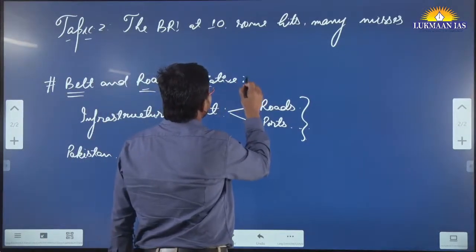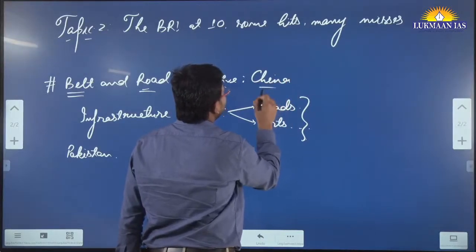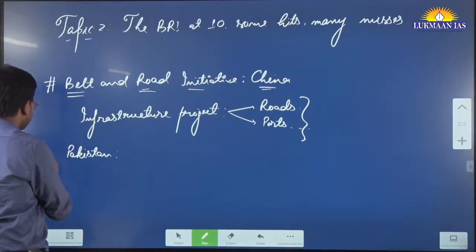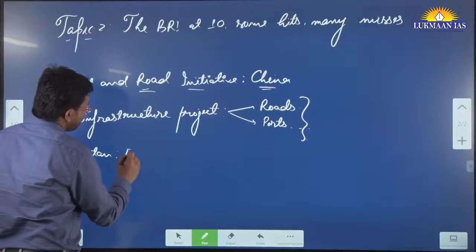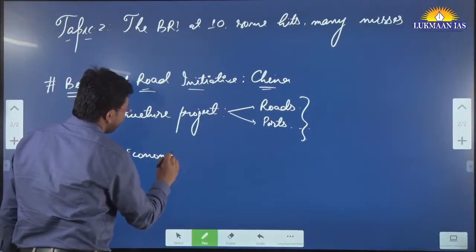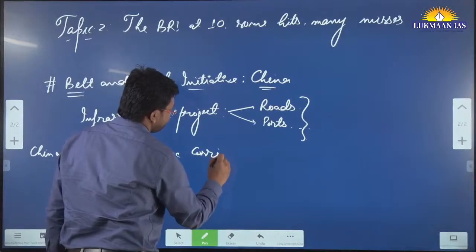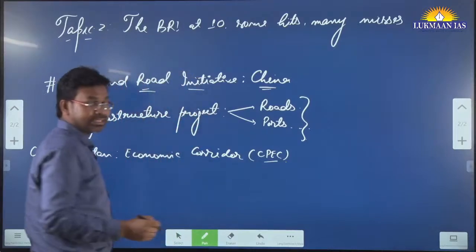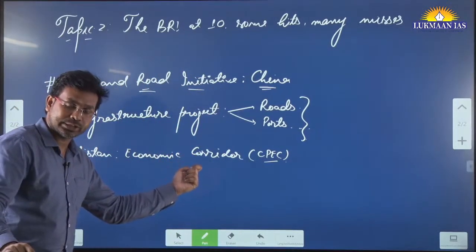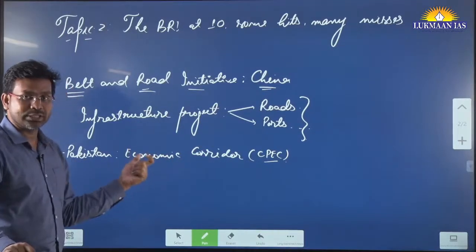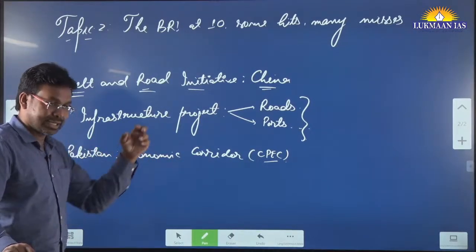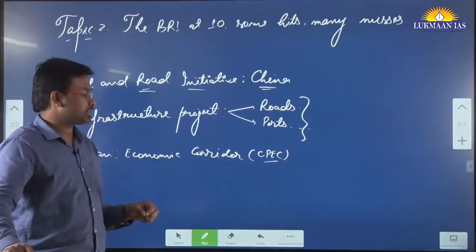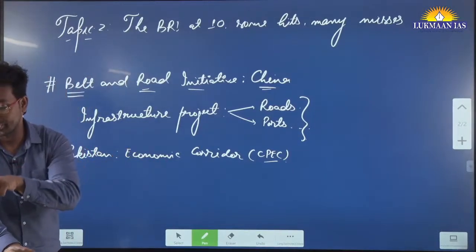When we talk about the Belt and Road Initiative, it is of China. With Pakistan, they have the China Pakistan Economic Corridor, in short known as CPEC. The China Pakistan Economic Corridor is also a connectivity project between China and Pakistan, and through this project the Chinese government has invested in building some infrastructure projects. One of the infrastructure projects has been mentioned in this article.